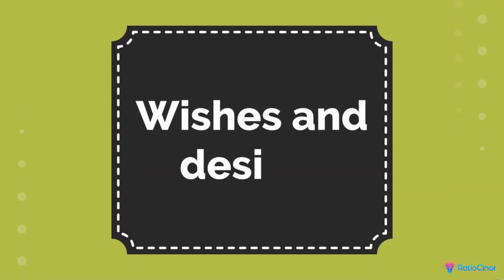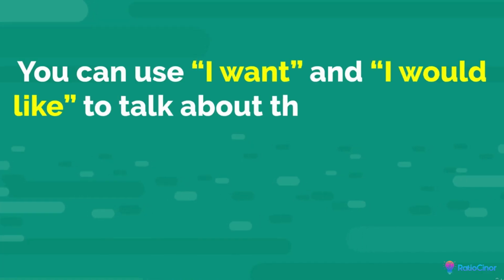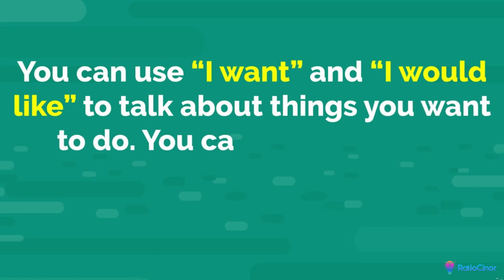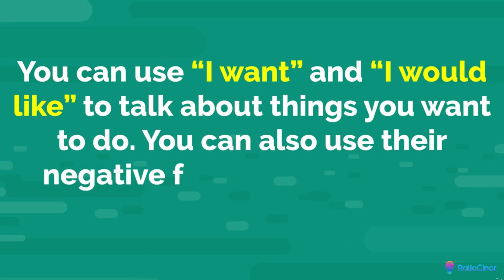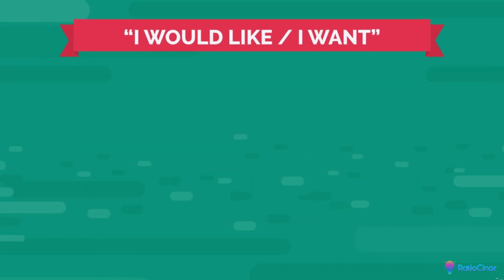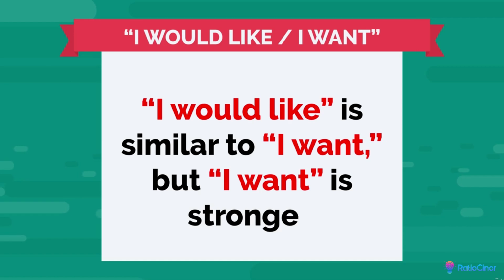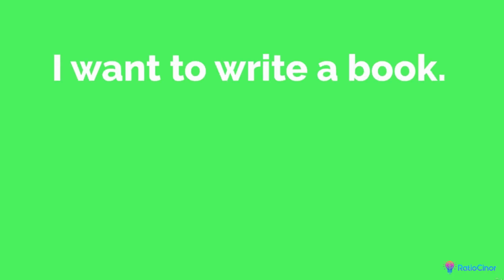Wishes and desires. You can use I want and I would like to talk about things you want to do. You can also use their negative form to say what you would not like to do. I would like or I want. I would like is similar to I want, but I want is stronger. I want to write a book.